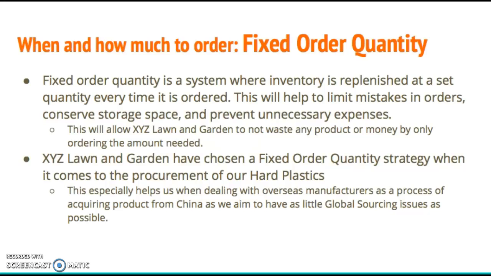quantity. Fixed order quantity is a system where inventory is replenished at a set quantity every time it is ordered. This will help to limit mistakes in orders, conserve storage space, and prevent unnecessary expenses. This will allow XYZ Lawn and Garden to not waste any product or money by only ordering the amount that they need. XYZ Lawn and Garden have chosen the fixed order quantity strategy when it comes to the procurement of our hard plastics. This especially helps us when dealing with overseas manufacturers, such as when acquiring product from China, as we aim to have as few global sourcing issues as possible.